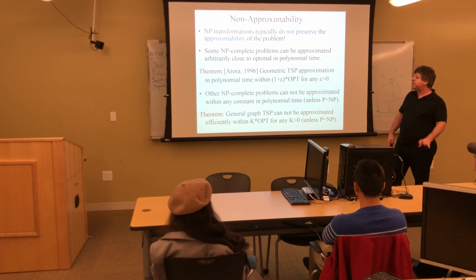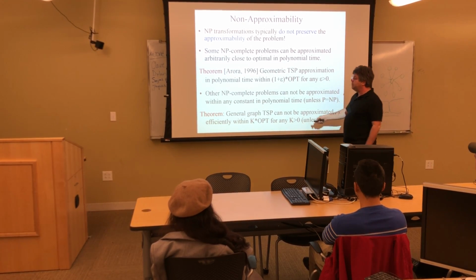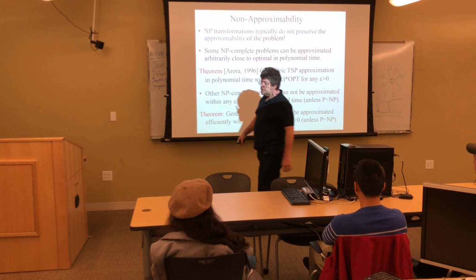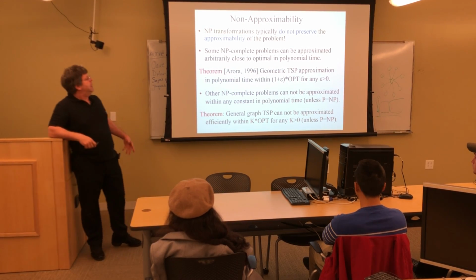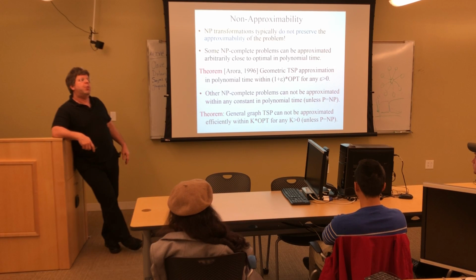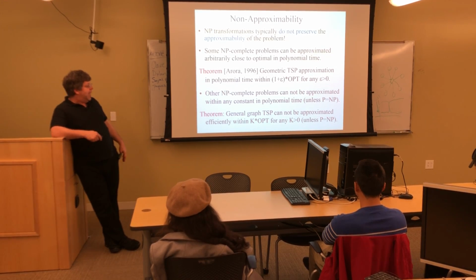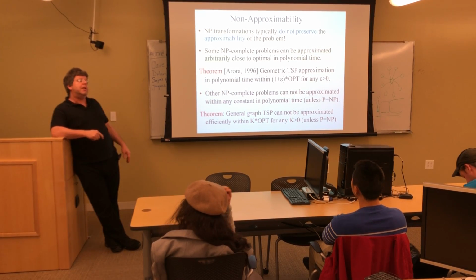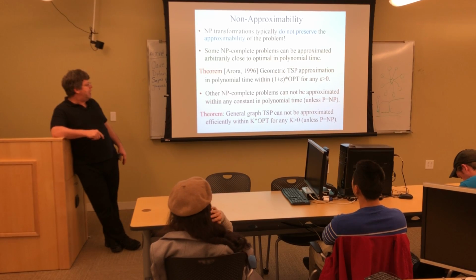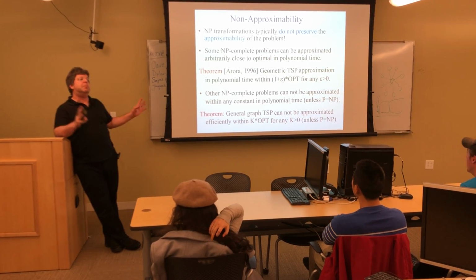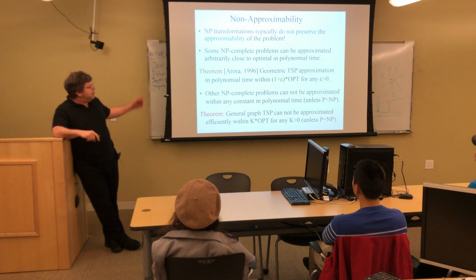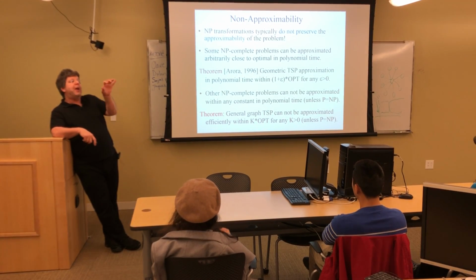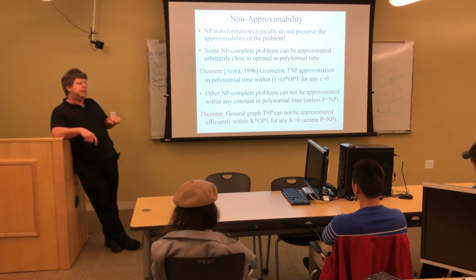So with respect to approximability, some problems are much harder than others. Some are easily approximable, like we already saw examples, no worse than twice optimal. Some are not approximable within any constant, no matter how high. So TSP in general graph is not approximable even within a million times optimal. Not possible, unless P is equal to NP. And others are somewhere in between. Some approximable within a log factor, not necessarily a constant factor.